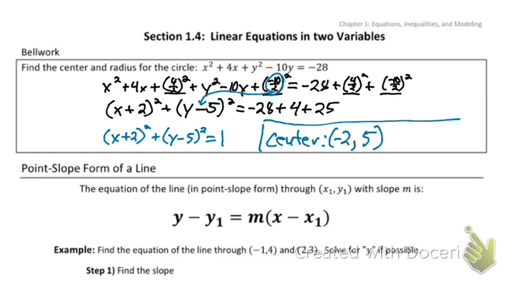And just so you know your radius, that number here is radius squared. So because it's 1, if I take the square root of both sides, our r is going to be 1. But if that was 25, you would take the square root, which would have been 5. If that would have been 36, your radius would have been 6. If this would have been 49, your radius would have been 7. Your radius is the square root of this number. So this was center negative 2, 5, radius of 1.